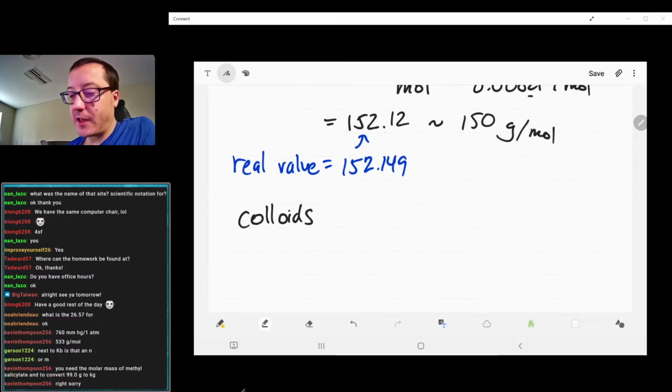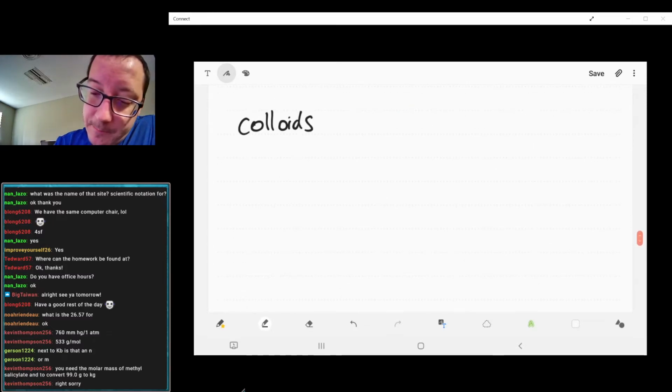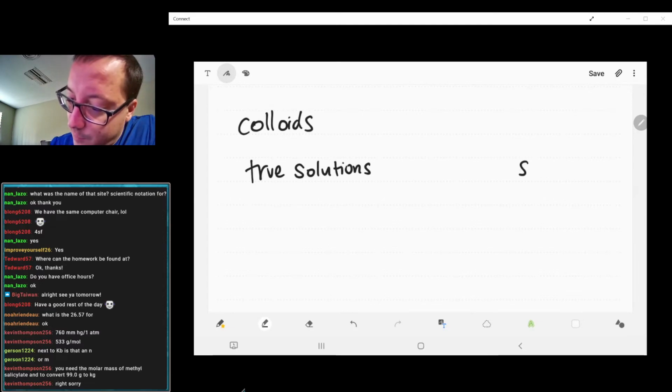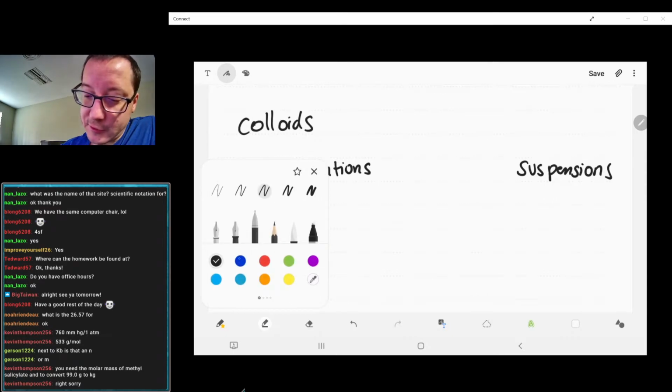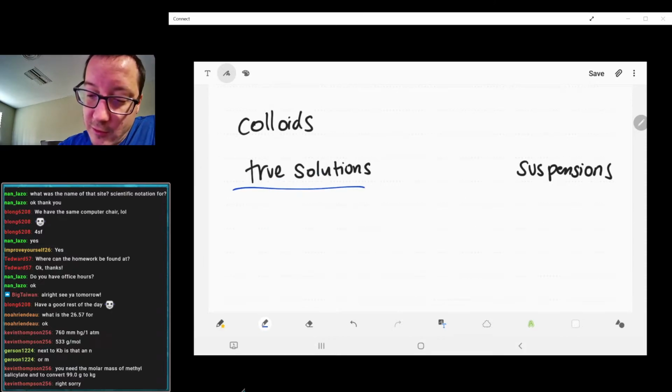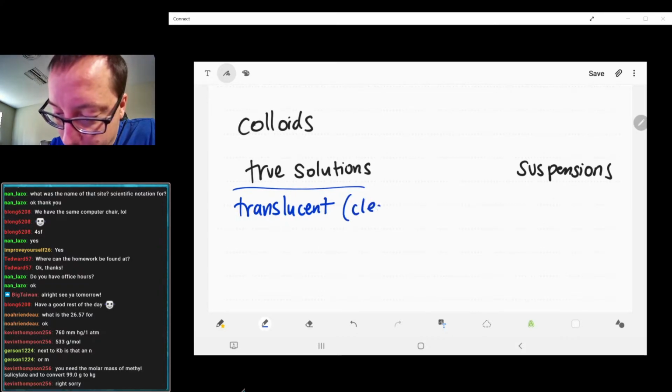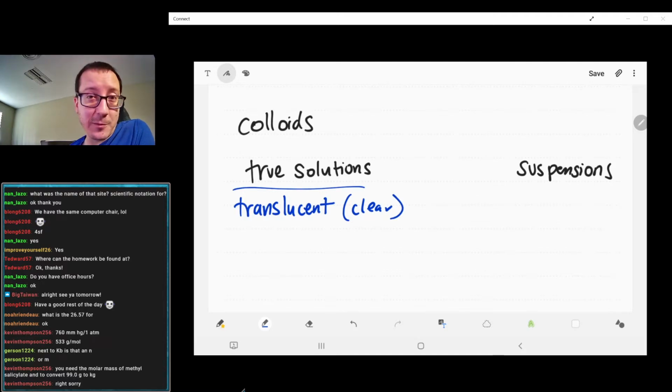Colloids are kind of a special case. So we have true solutions, and we have what are called suspensions. True solutions are ones we've talked about. These are always translucent. That means we can see through them. So in other words, they're clear. But sometimes they're colorful. So they can still be clear but colorful, like apple juice is clear, though it is kind of that yellow-orange color, or brownish, I guess. That would be a true solution, right?